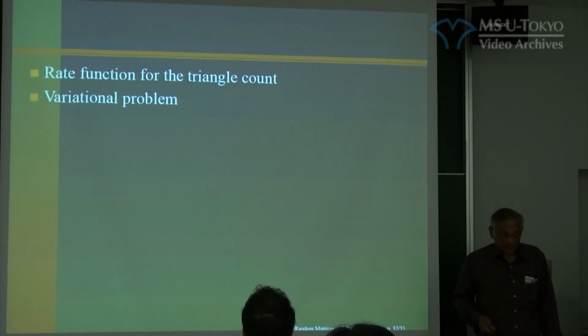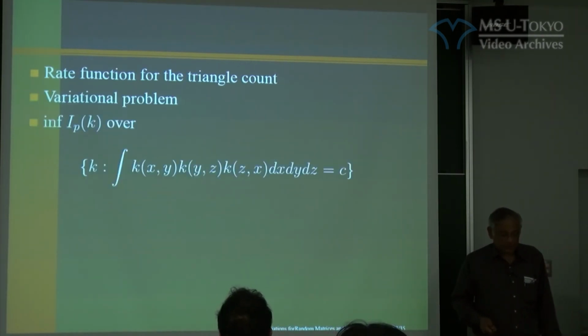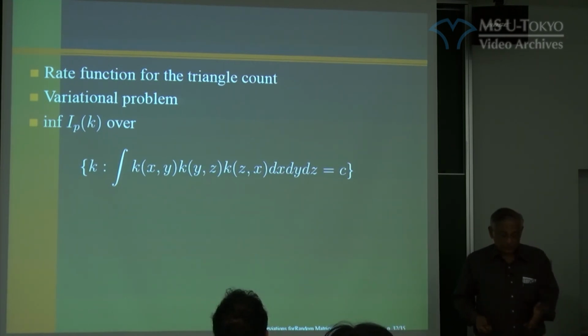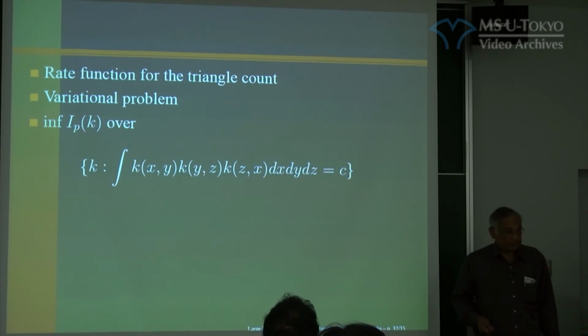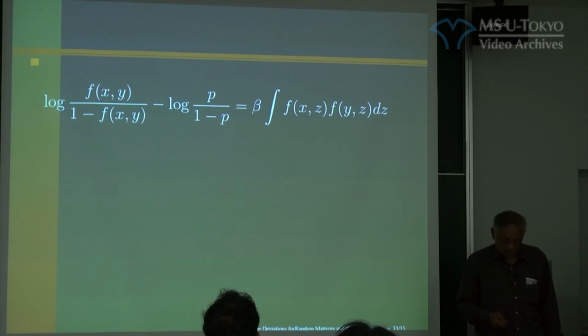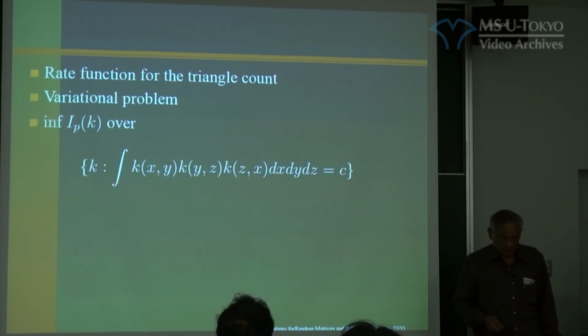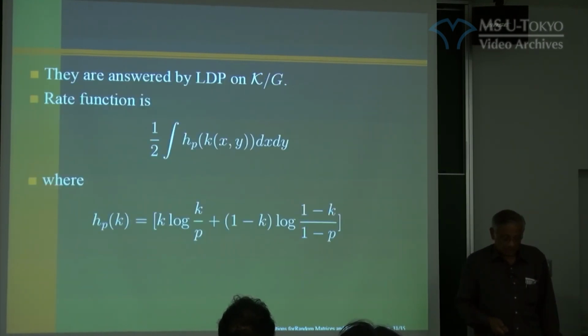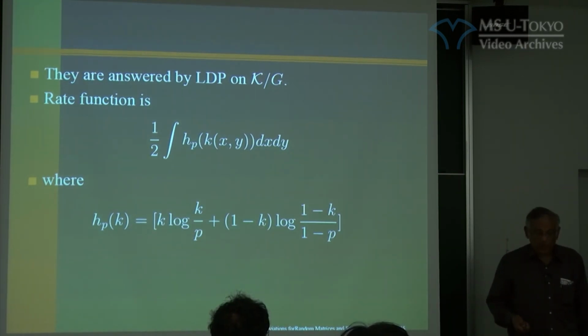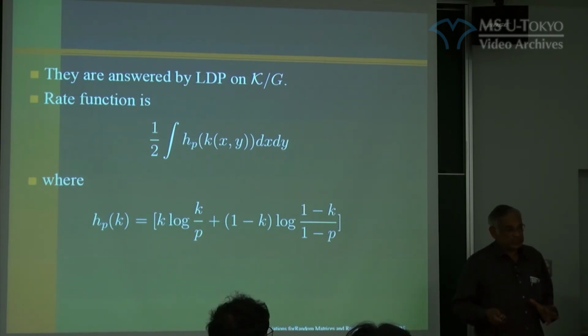And the rate function for the triangle count, you just have to do a variation problem, because it is just a minimization that you need to do. You want the ratio of triangles to be C, you want a kernel whose triple integral is C. And then you want to minimize the rate function, 1/2 integral h p k x y dx dy. The 1/2 comes because I have symmetric matrices, and so I need only half the triangle and not the full square.